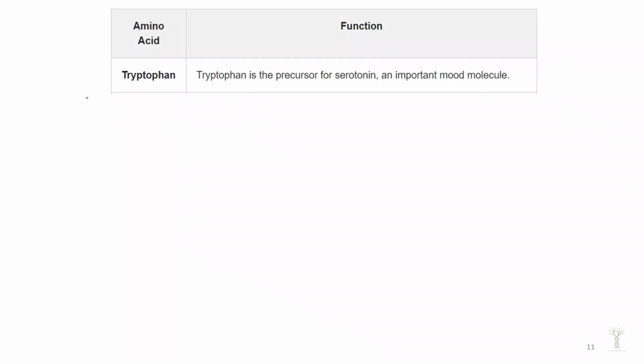Sometimes amino acids are not necessarily incorporated into proteins. When we put an amino acid into a protein, it's called a proteinogenic amino acid. But sometimes we can use amino acids for other functions, and there are a few specific amino acids that I want to go through. Number one is tryptophan. Tryptophan is an amino acid that is used to produce the mood molecule called serotonin.